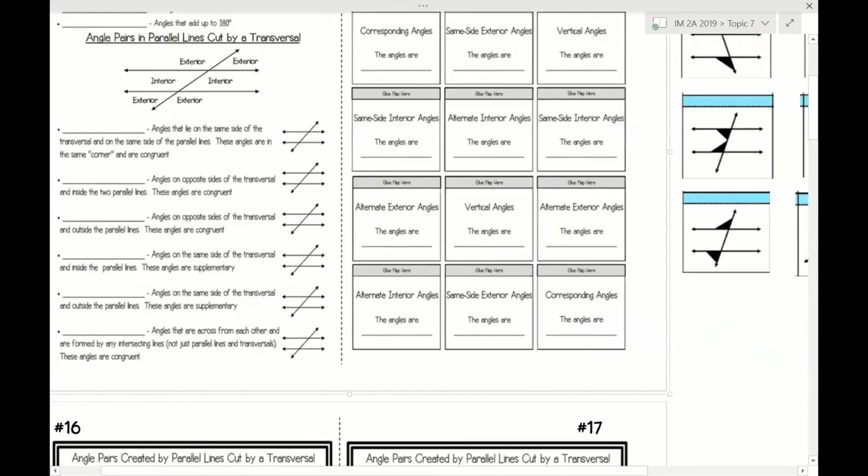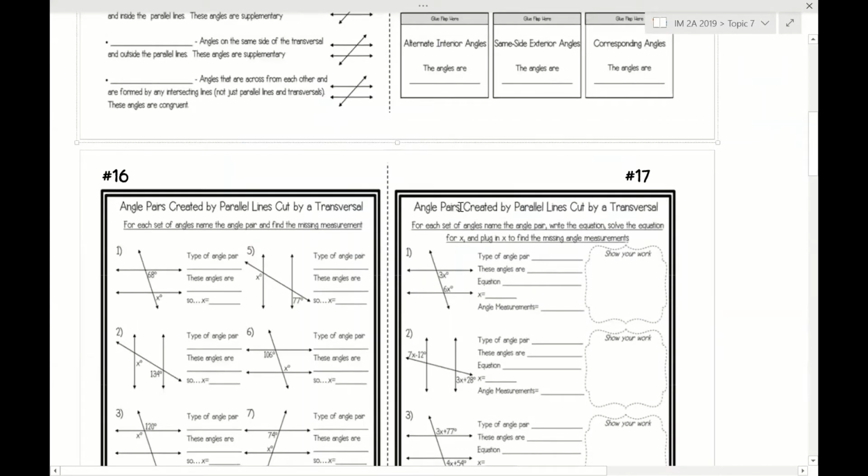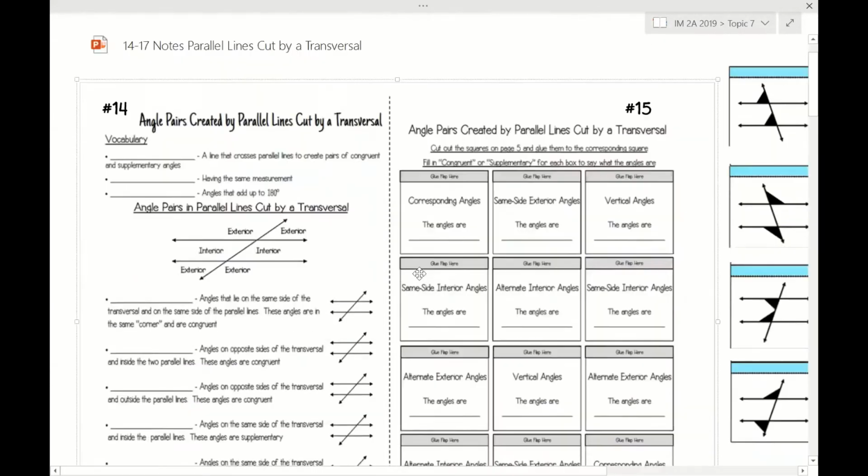Then you should have pages 16 and 17, which are where we're going to start to solve problems. So 14 and 15 are mostly just the visualizations and the vocab. And then pages 16 and 17 are where we will solve. And then we will talk about the assignment.